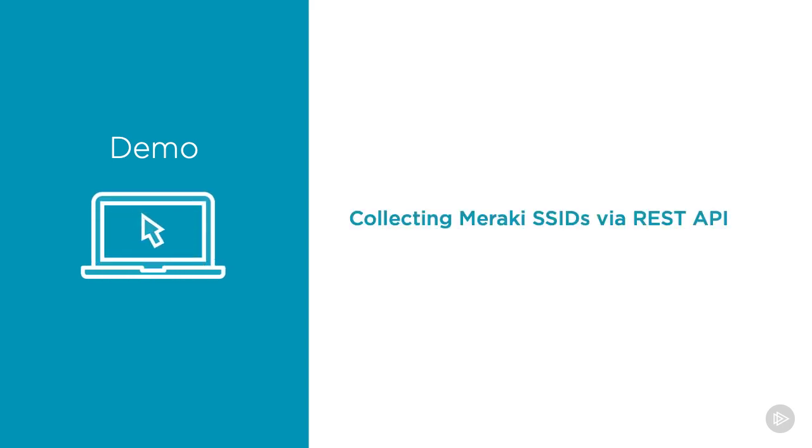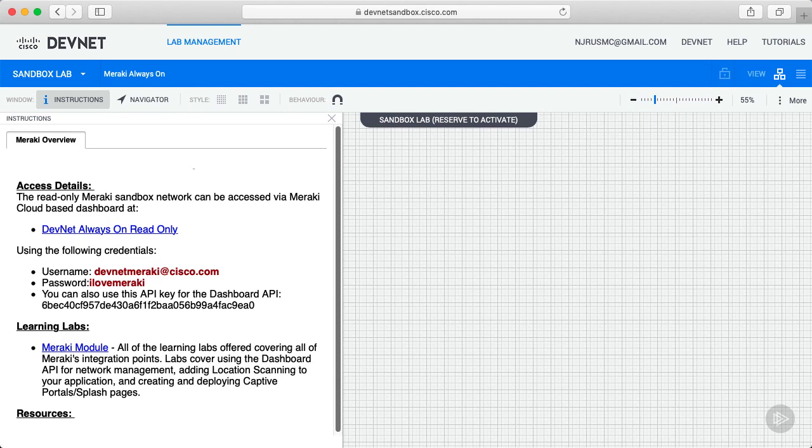Let's start with something simple. We'll collect the existing SSIDs from Meraki using the Dashboard API. Assuming you've seen the prerequisite courses, you're already familiar with how DevNet sandboxes work. This one is an always-on sandbox, which means we can access the Meraki API without any reservation.